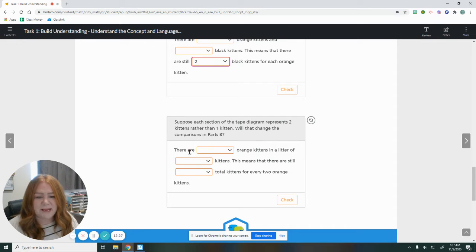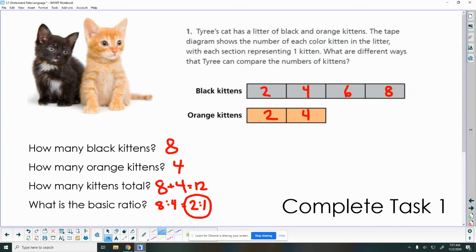So there are blank orange kittens in a litter of how many total kittens. This means there are still how many total kittens for every 2 orange kittens. So this wants us to compare our totals. So before we had 2 orange kittens to a total of 6. Now we have 4 orange kittens to a total of 12.